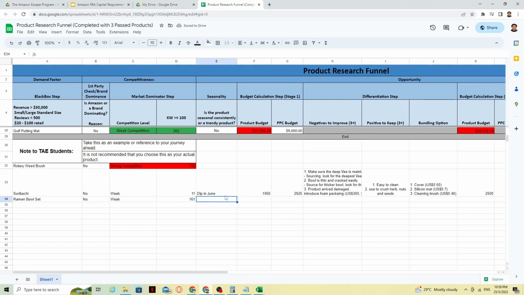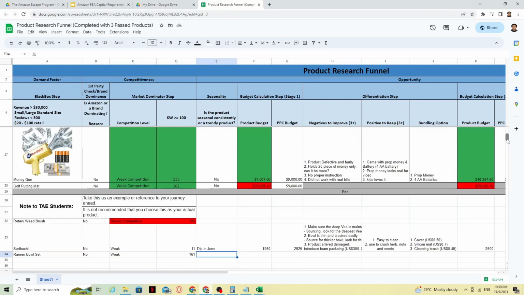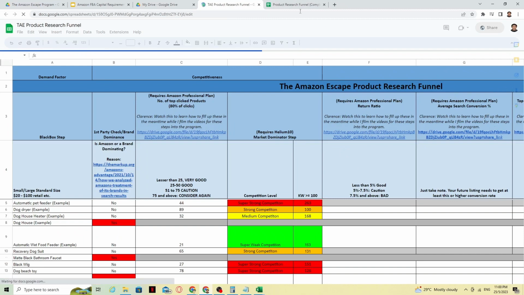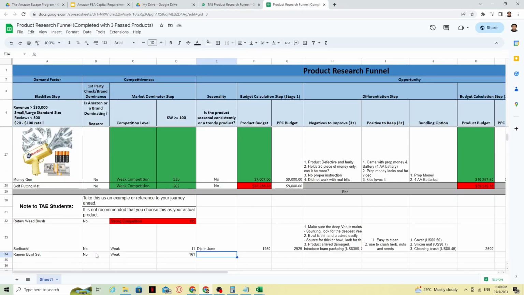Alright, so next one, this technically is passed already. Technically I should use the latest one, with the Amazon search competition and all these things. Okay, let me pull out the latest product research funnel so it's more relevant. Yeah, this one with all the additional bells and whistles already added in. Okay, let me copy this over.